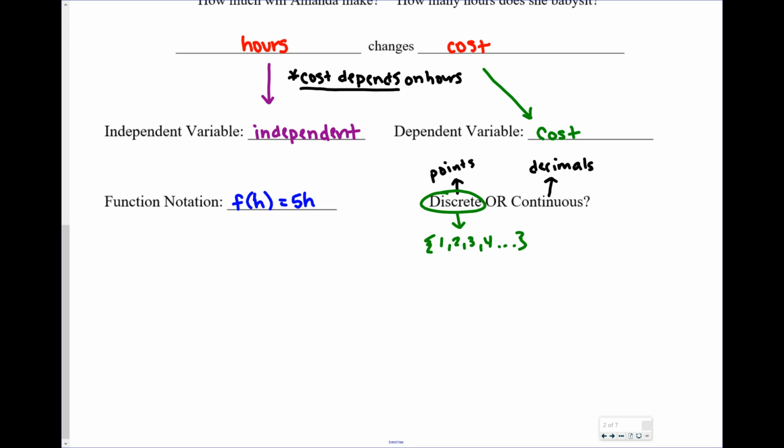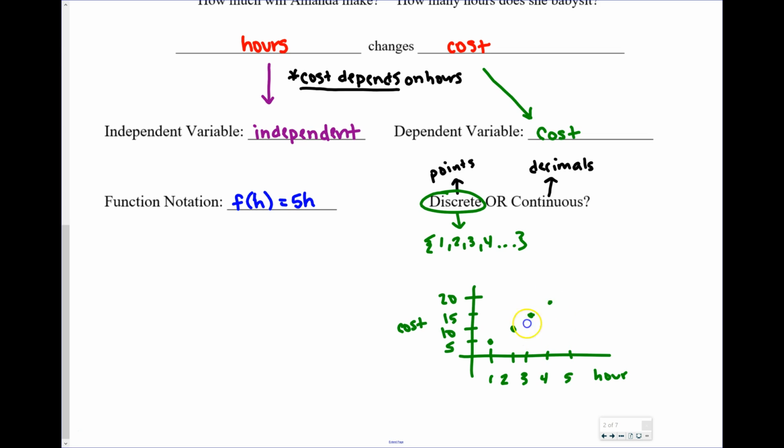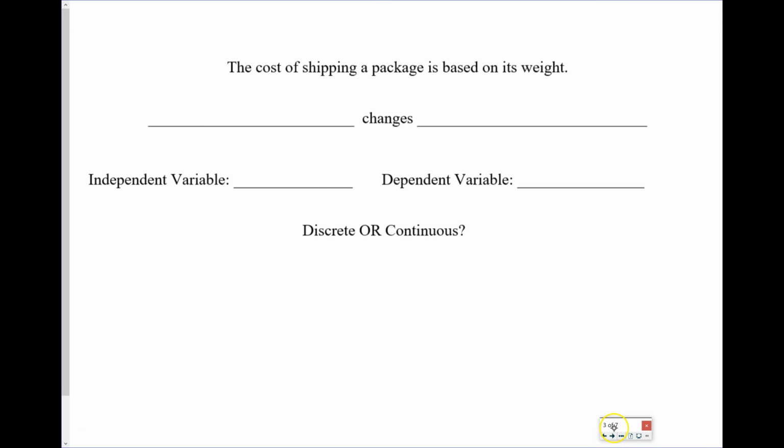And I'll show you a little bit more clearly. If I were to draw the graph of this, and here's my hours down here, and here's my cost, 5, 10, 15, 20. After 1 hour, she's going to charge me 5. After 2 hours, 10. 3 hours, 15. So do you see how it's like little dots? It's not connected, so it's discrete. So we're kind of combining everything we have learned from the last 3 learning targets into this one with modeling. Okay, let's check out a few more examples of this.